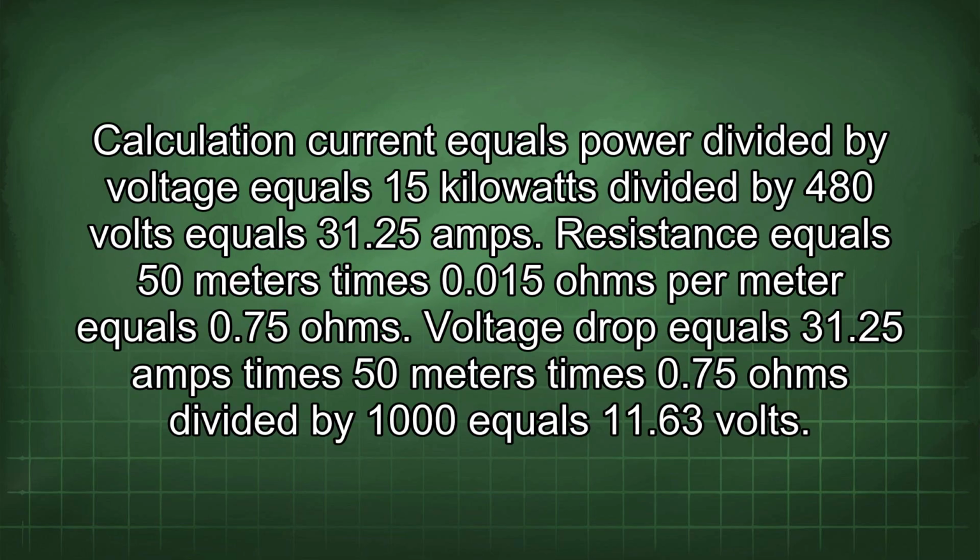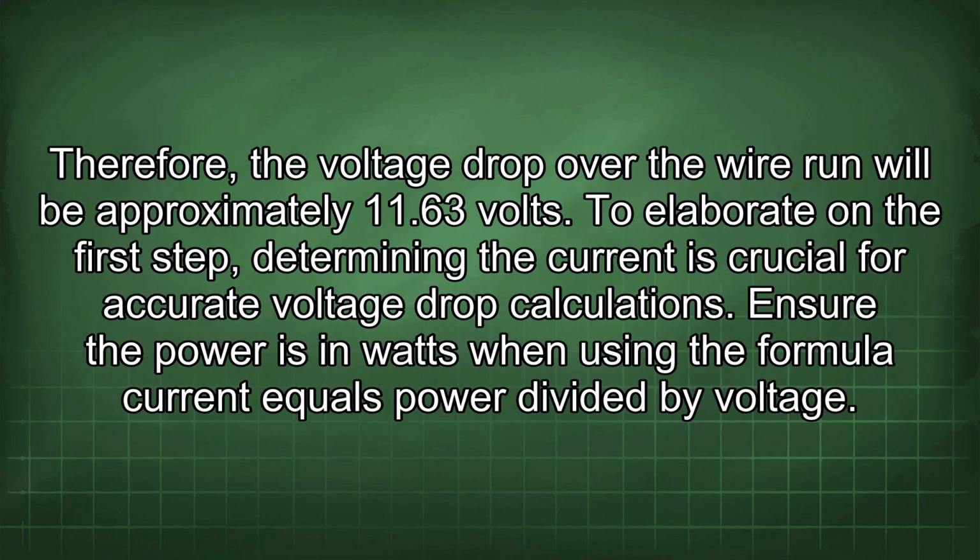Calculation: current equals power divided by voltage equals 15 kilowatts divided by 480 volts equals 31.25 amps. Resistance equals 50 meters times 0.15 ohms per meter equals 0.75 ohms. Voltage drop equals 31.25 amps times 50 meters times 0.75 ohms divided by 1000 equals 11.63 volts. Therefore, the voltage drop over the wire run will be approximately 11.63 volts.